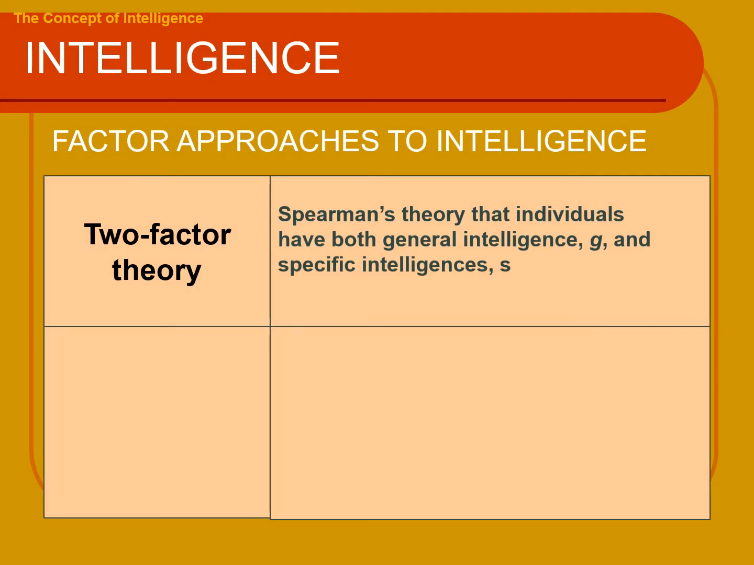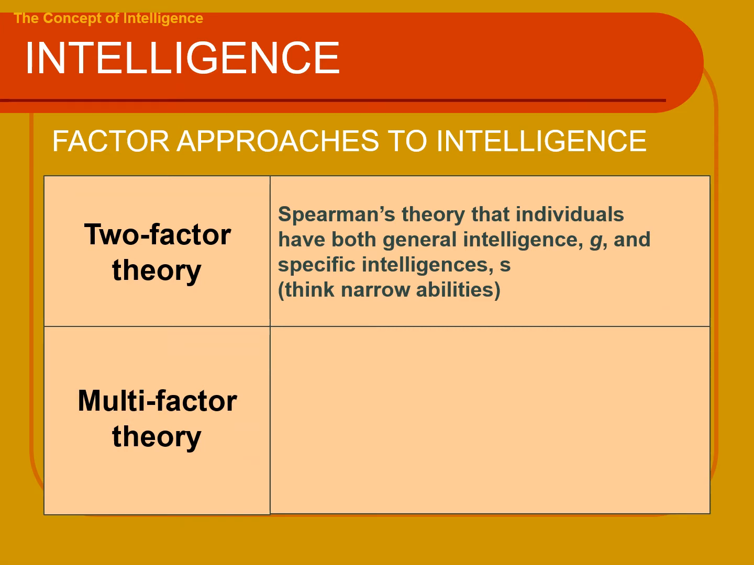This two-factor theory comes to us from Spearman. You may remember he gave us, among other things, the IQ formula. We also like to think of these specific skills as narrow abilities. You'll thank me later.